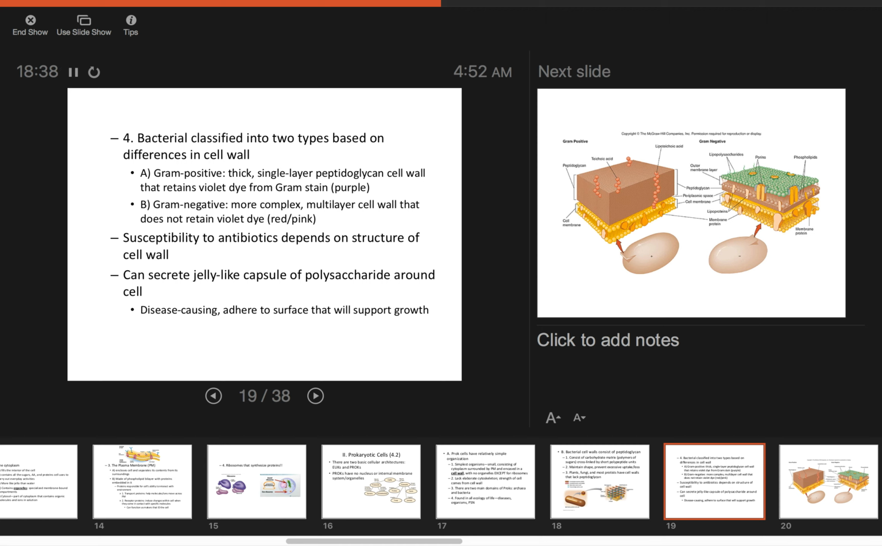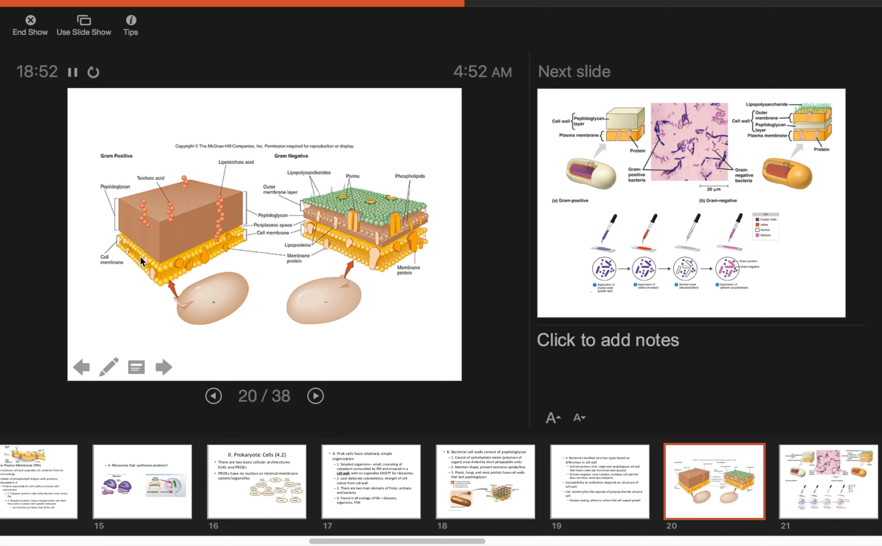Gram-negative cells are a little bit more difficult to fight, and the reason for that is they tend to secrete some kind of jelly-like capsule that allows them to be slick and slippery. Okay, so here's that gram-positive single-layer peptidoglycan cell wall outside the cell membrane, and you can see that it's got teichoic acid and lipoteichoic acid. They're just like proteins, receptors on the outside of the cell that can communicate with inside.